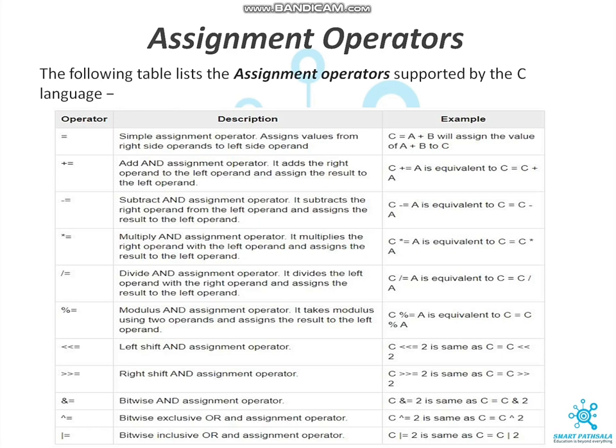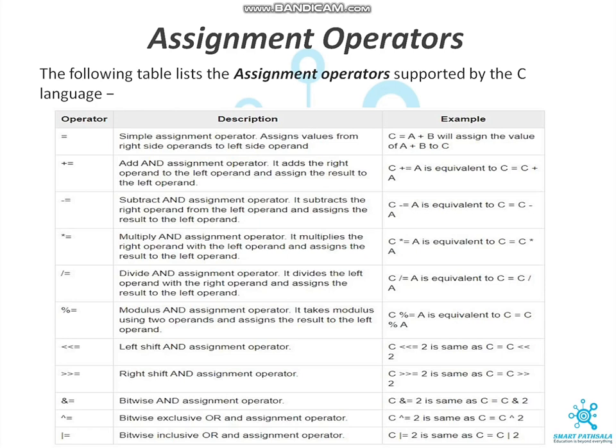Next one is what? The left shift and assignment operator. Now what is the left shift? Let us take two integers x and y. Now left shifting the integer x by the integer y is equivalent to multiplying x with 2 raised to the power y. Next one is right shift and assignment operator.